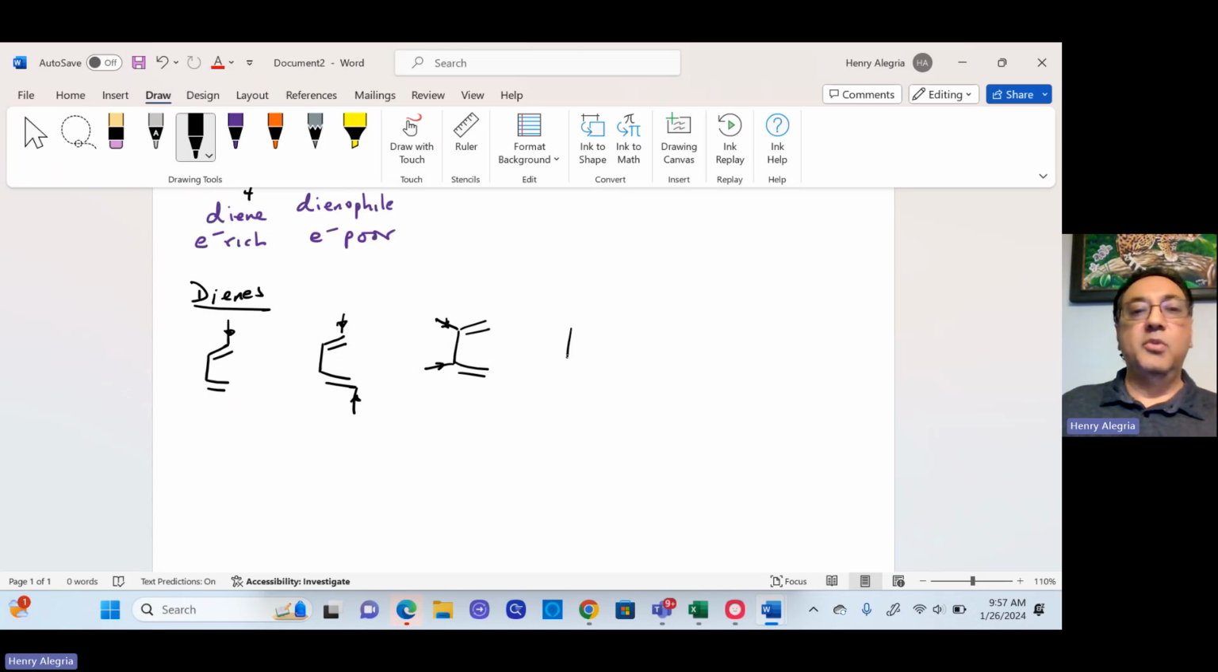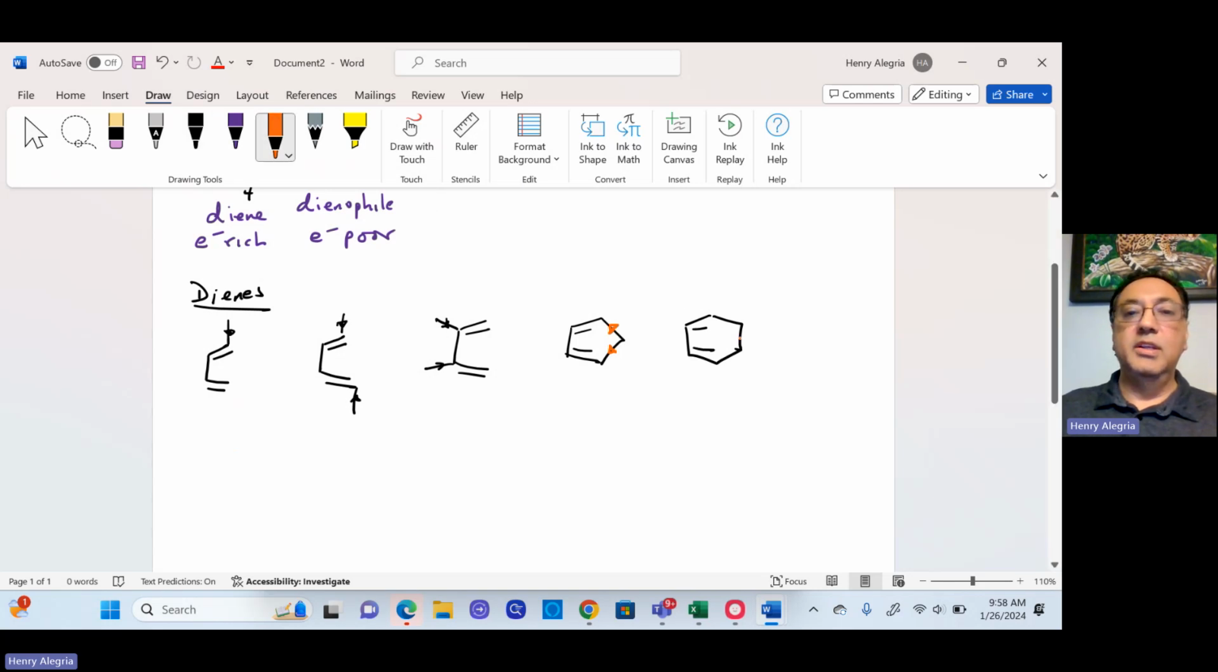Now, even better would be a situation like this, where I have it in cyclic form, because in essence, you can think of this as an alkyl group pushing electron density that way and an alkyl group pushing electron density that way. And likewise, we could have the six-carbon version of this, where you could, in theory, say, right, we have two alkyl groups that are pushing electron density in that direction.